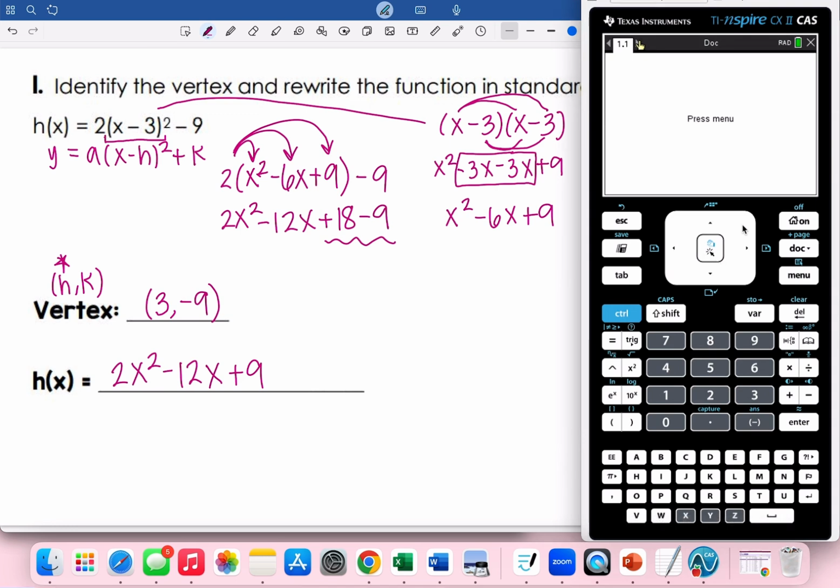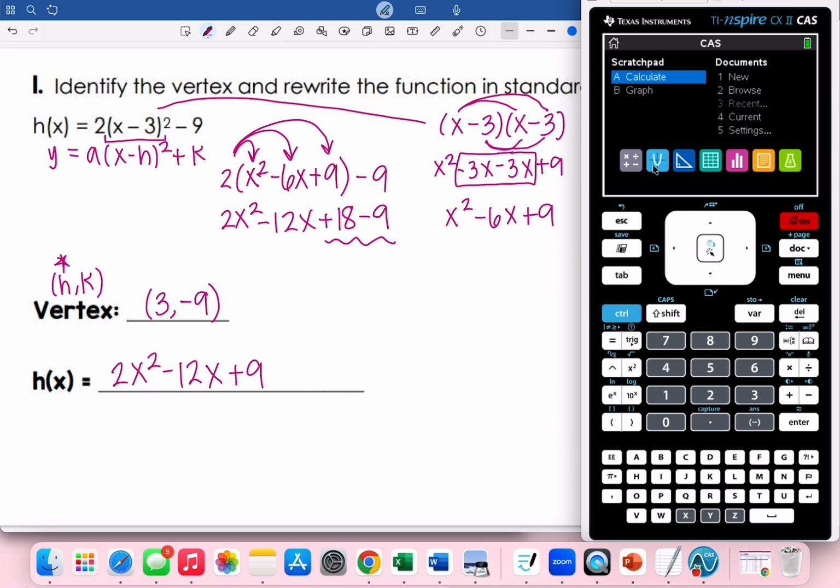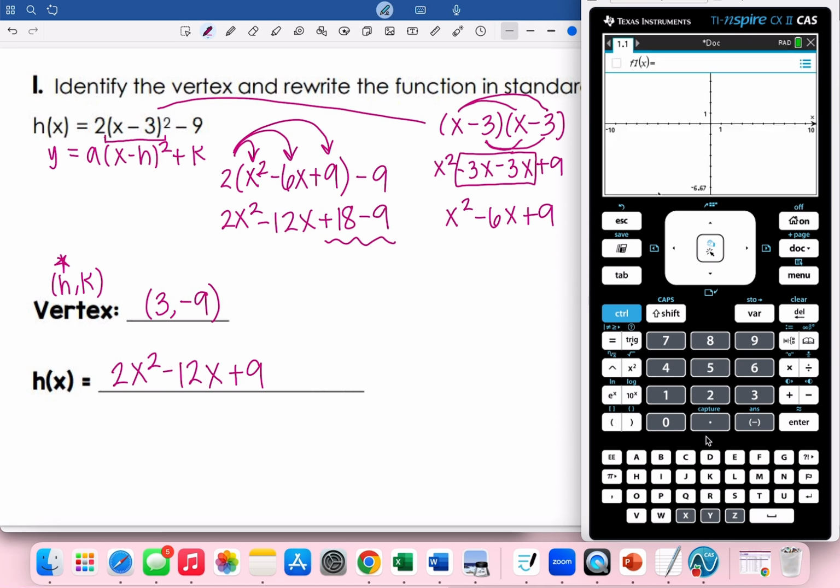To double check that you got your answer correct in the calculator, and this is also super beneficial if this type of question happens to be multiple choice, what you can go ahead and do is open up a graphing window and type in 2 times (x minus 3) squared minus 9. So what I'm doing right here, guys, is entering the original equation in vertex form. I'm going to press the down arrow, and then plug in my equation now that it is in standard form: 2x squared minus 12x plus 9.